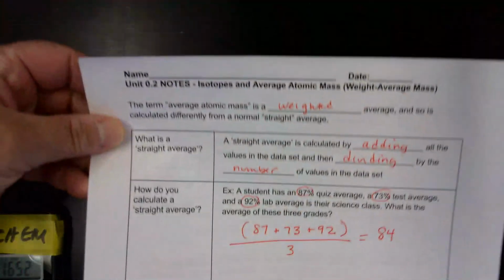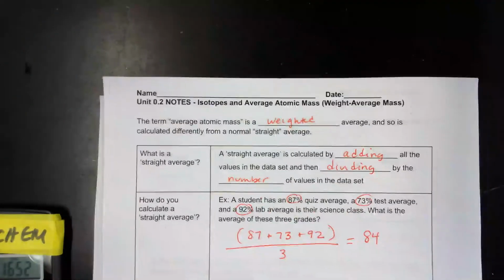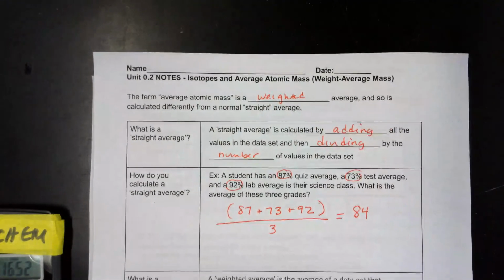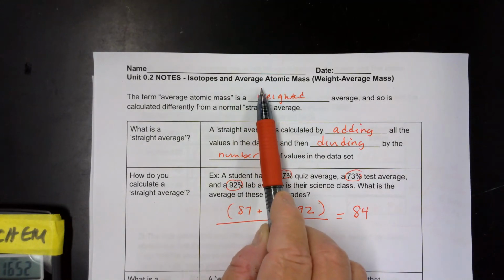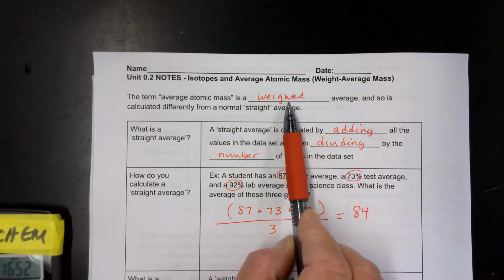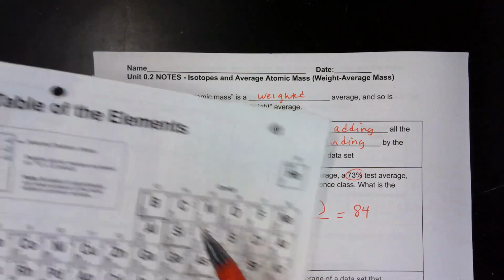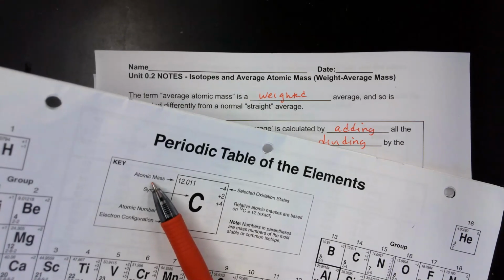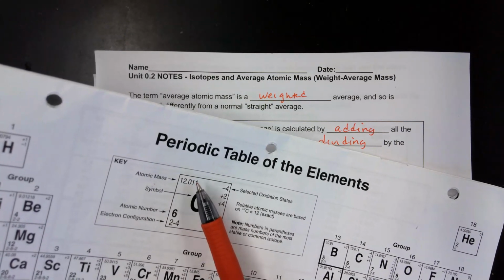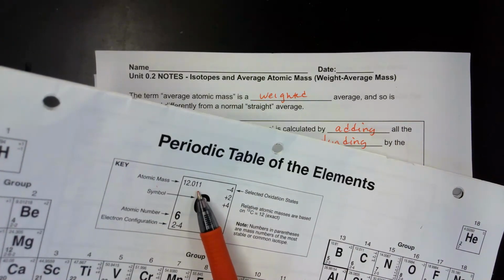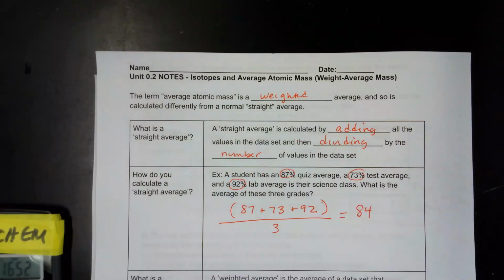All right, this concludes our video lesson about how you find weighted atomic mass or weighted averages for isotopes. The average atomic mass is a weighted average, and the mass that you see on the periodic table, what we call the atomic mass, that number is representative of a weighted average mass of all the isotopes of that element that exists on the planet. All right, thanks for being here, and we'll see you back in the classroom.